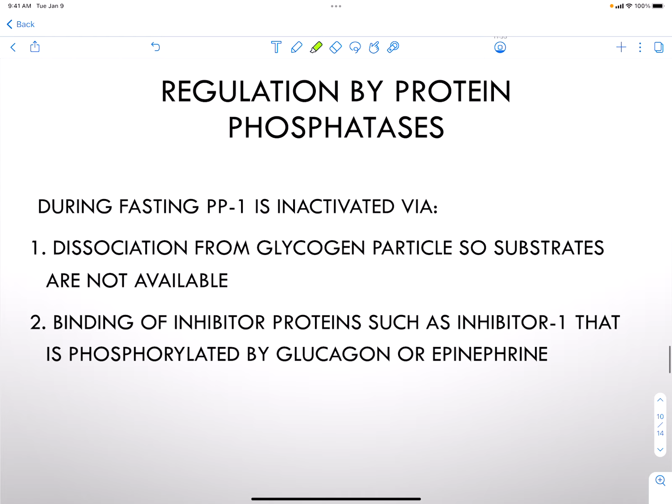Now, during the fasting stage, protein phosphatase 1 is inactivated. This is by dissociation from the actual glycogen particles, so the substrates, the enzymes, are not available to the phosphatases. There are also inhibitor proteins, such as inhibitor 1, and this is going to be phosphorylated by glucagon or epinephrine that can then in turn regulate protein phosphatase.